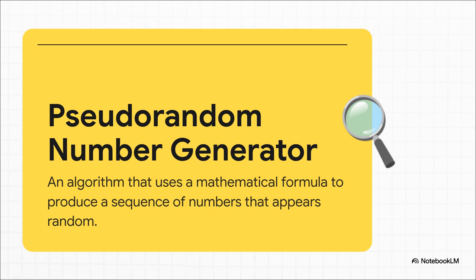The key word here is pseudo. It's an algorithm that just spits out a long sequence of numbers that looks random to us humans. But here's the trick. That entire sequence is determined by a single starting number, called a seed. If you use the same seed, you get the exact same random numbers in the exact same order, every single time.